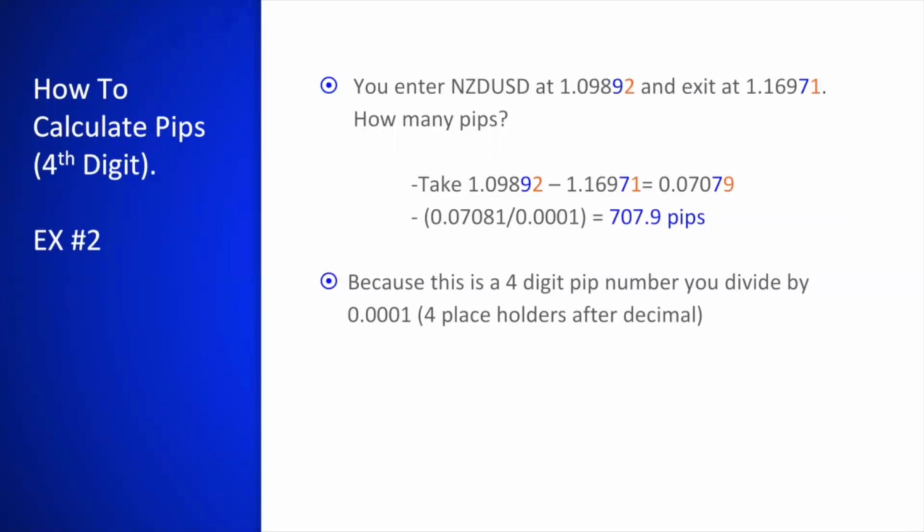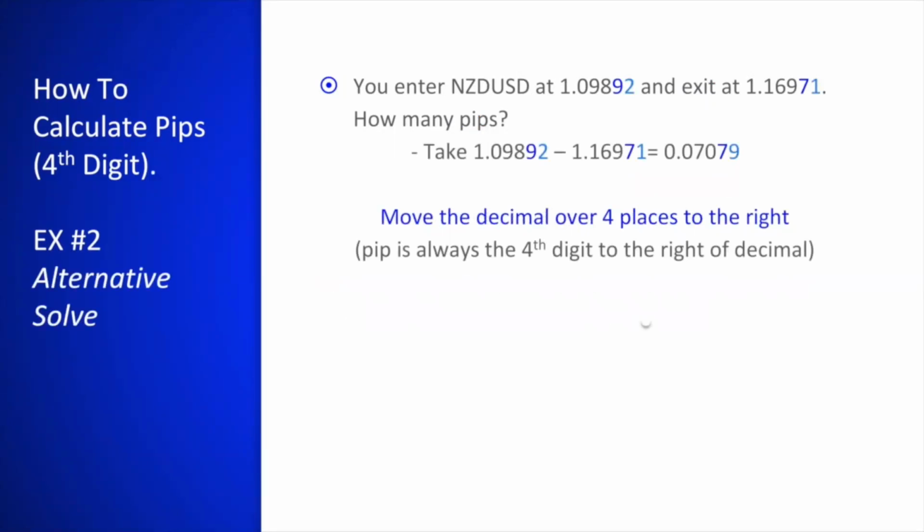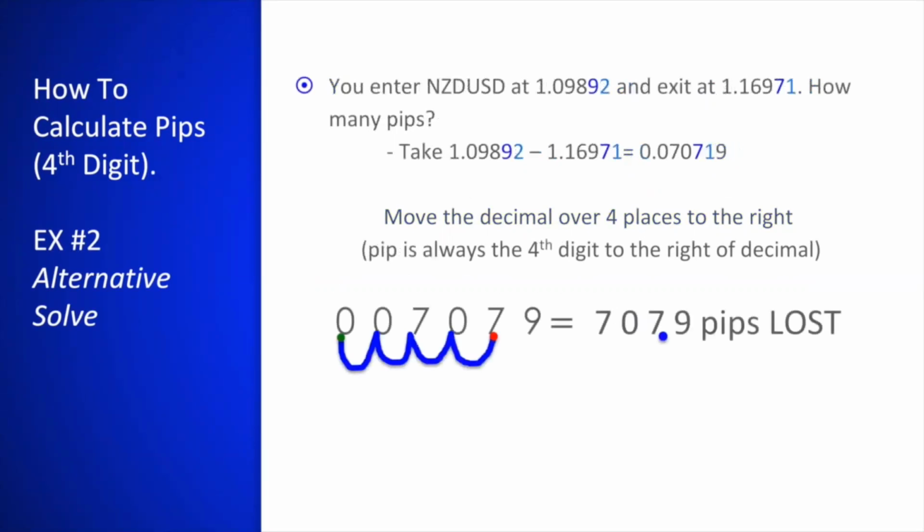That's not usually my style. And now for my favorite style, like I said, I'm not down with that whole dividing thing. I'm kind of more of a decimal sliding type of girl. What you do is after you subtract those numbers and you get the decimal number, all you got to do is just move the decimal place over 4 places to the right. It's just that simple.